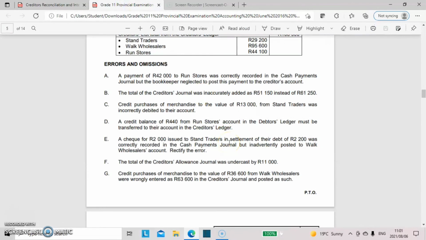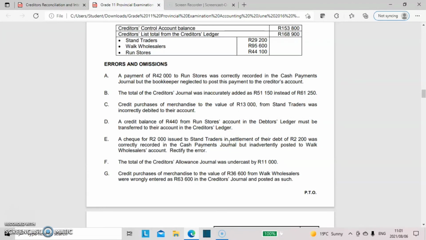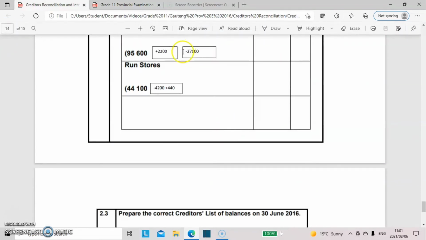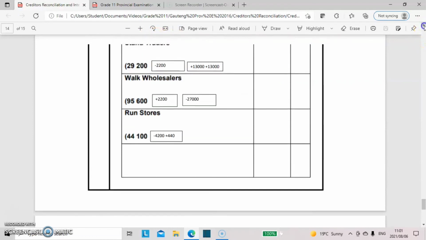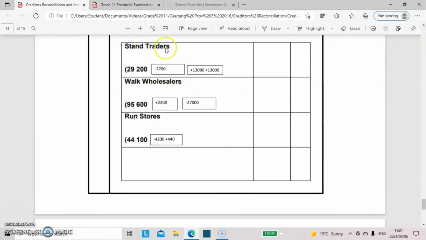Let's look at the 2,200. A cheque for 2,000 was issued to Strong Traders in settlement of their debt of 2,200. I already told you why we worked with the 2,200, but it was inadvertently posted to Walk Wholesalers' account. So we just deducted the wrong creditors account. So we're going to increase Walk's account now with 2,200 because we accidentally deducted it, and then we're going to decrease Strong's account with 2,200 because this is the correct creditor that we paid.